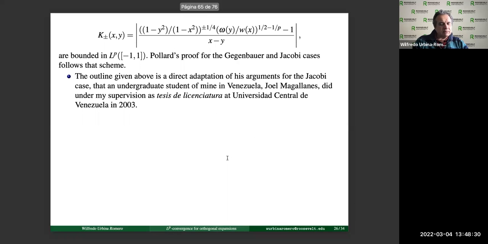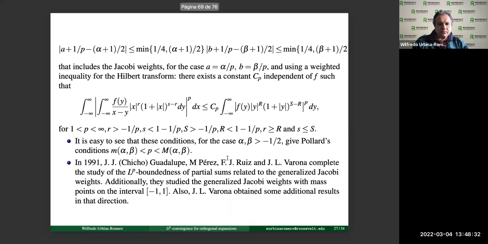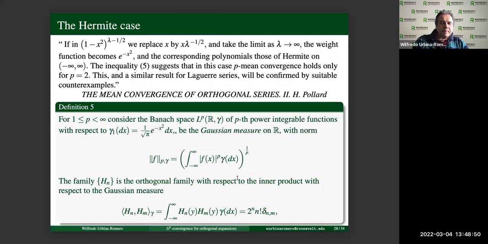What else? Well, there are quite a few results related to this. For instance, in 1991, a group in La Rioja worked with generalized Jacobi weights. And you can go beyond that, but we can stop here, right? And then you may ask, well, what happened in the other cases? For Jacobi, we already have a well-established result that was finished by Muckenhoupt. What happened, for instance, in the Hermite and Laguerre case?